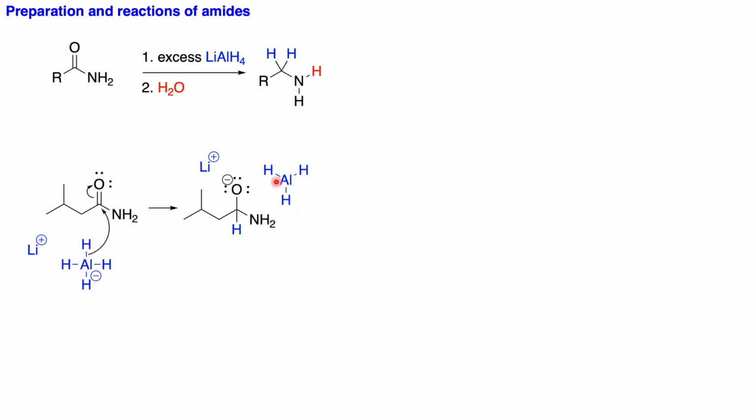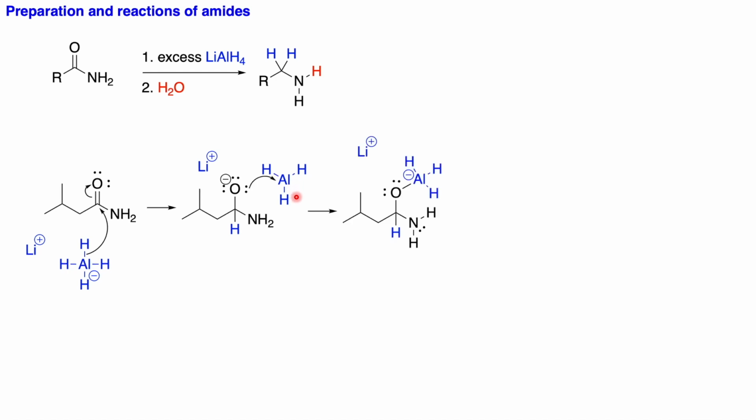AlH3 has an electron deficient aluminum. It has an incomplete octet, which therefore can act as a Lewis acid and accept a lone pair of electrons from this Lewis basic oxygen, forming a new sigma bond. This aluminum species is reactive just like the aluminum hydride in that it can serve the role as either a base or as a nucleophilic hydride source.